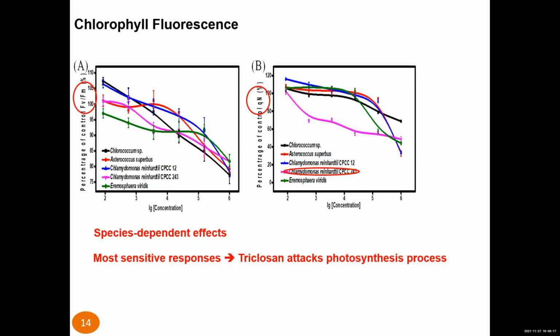But the inhibition in the two parameters indicates the photo damage from the triclosan. So you can see triclosan would attack the photosynthesis system and affect the photosynthesis process. And also the results have species-dependent effects, like CPCC243 is the most sensitive species to qN.